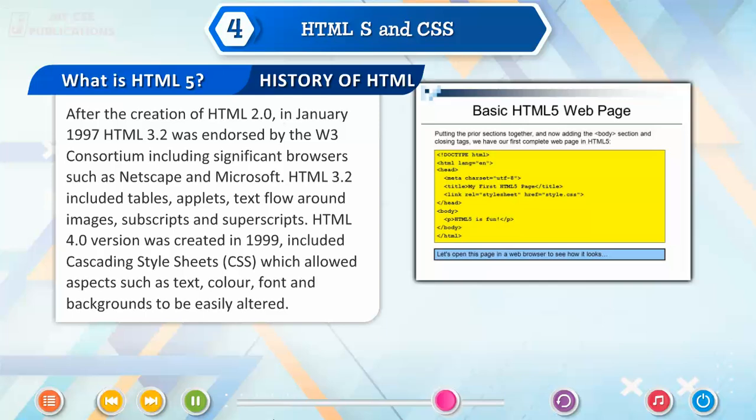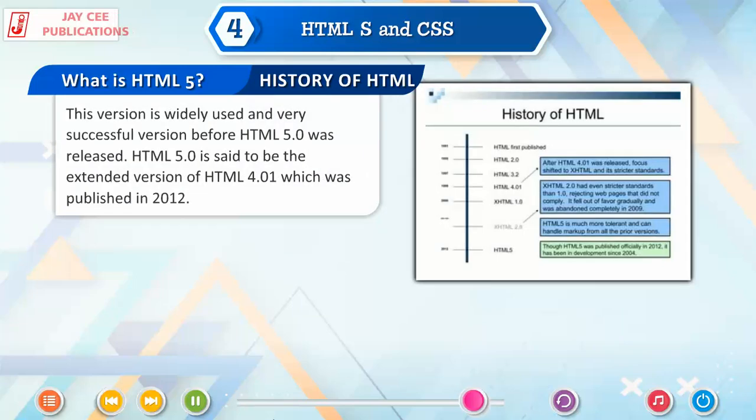The HTML 4.0 version was created in 1999 and included cascading style sheets, CSS, which allowed aspects such as text, color, font, and backgrounds to be easily altered. This version is widely used and was a very successful version before HTML 5.0 was released. HTML 5.0 is said to be the extended version of HTML 4.01, which was published in 2012.